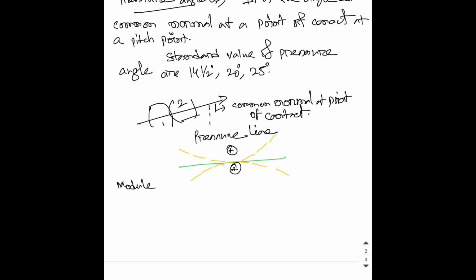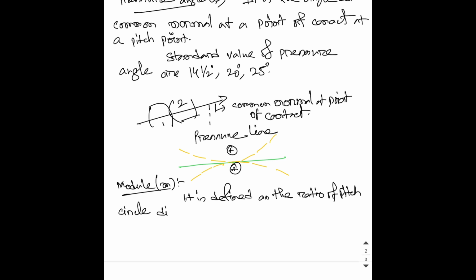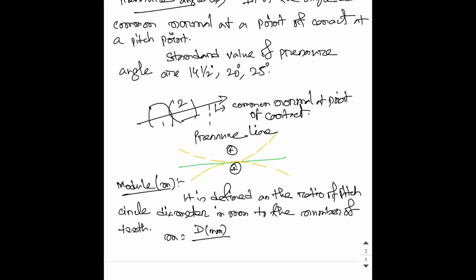Next is module. What is module? Module is defined as the ratio of pitch circle diameter in mm to the number of teeth. Mathematically we can express it as M equals d mm by T.